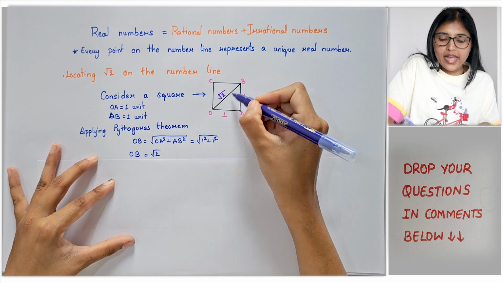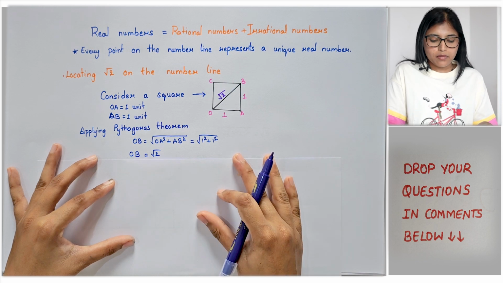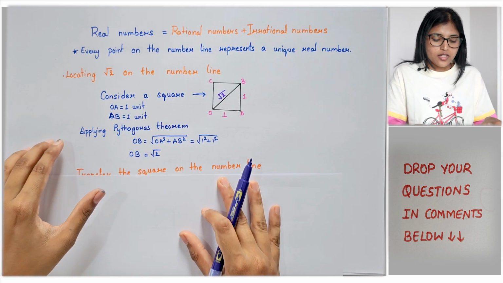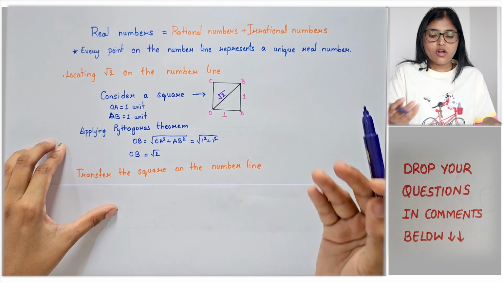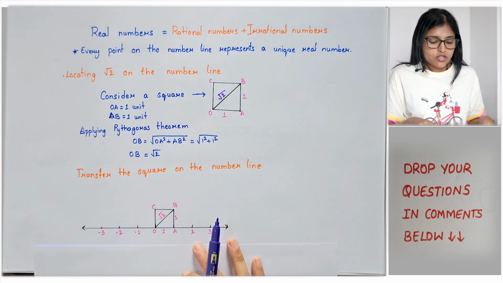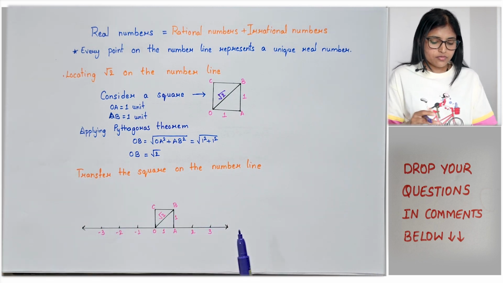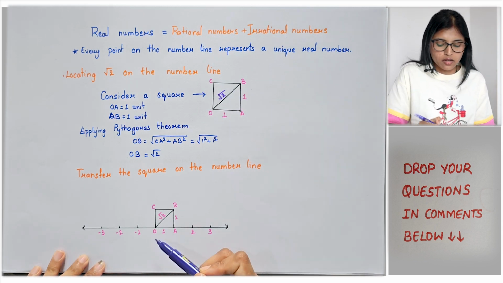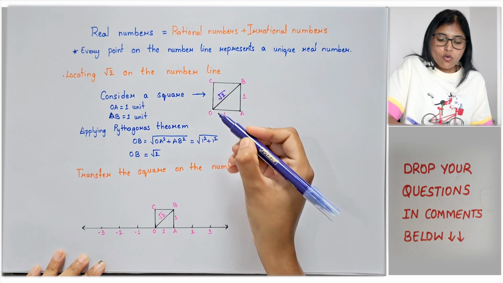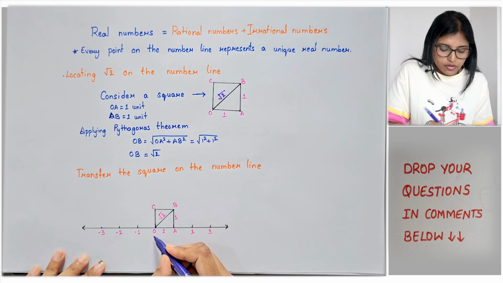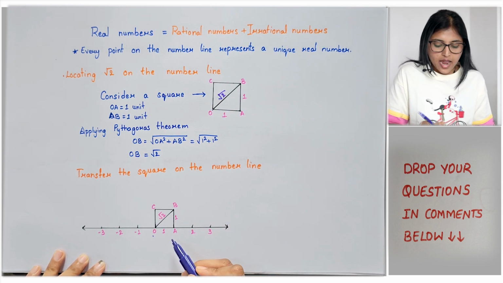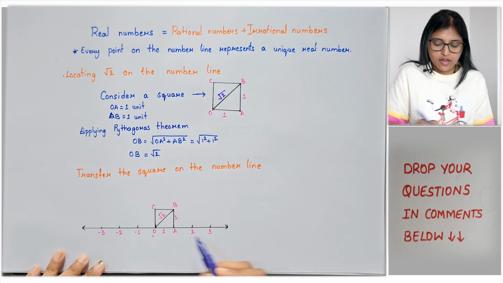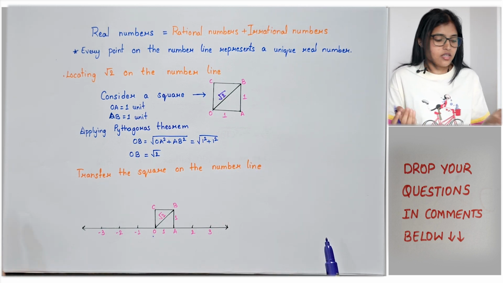Now how do we find the value of root 2 on the number line? So the next step is to transfer this square over here onto our number line. As you can see here, I have transferred this particular square over to this number line, coinciding the point O with 0 on the number line and point A with 1 on the number line. And we have the rest of the number line as we can see here.